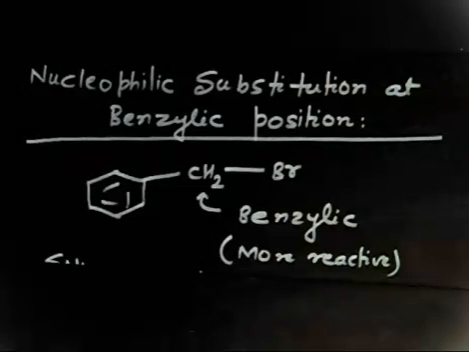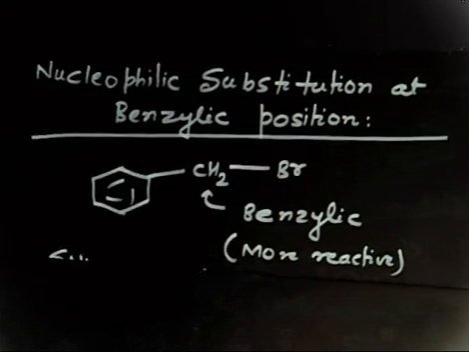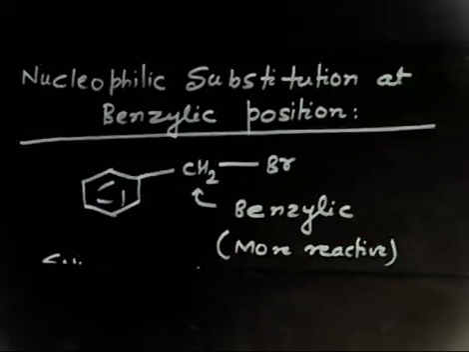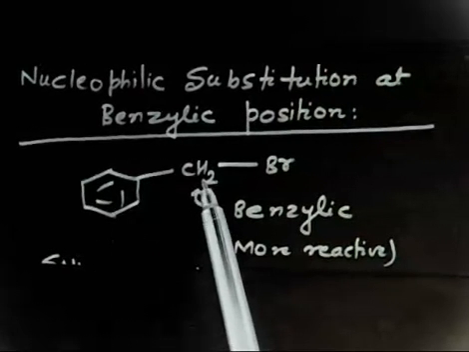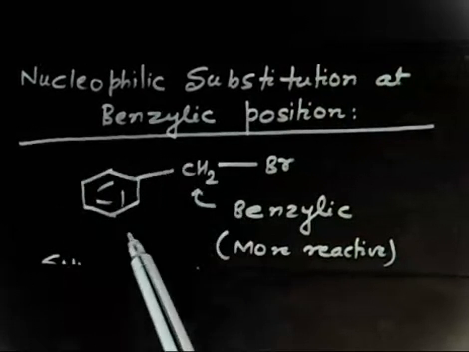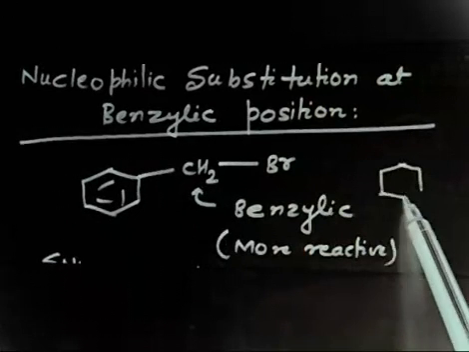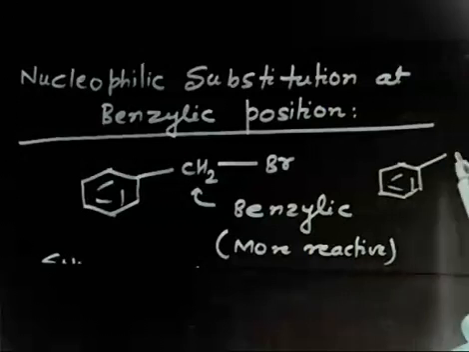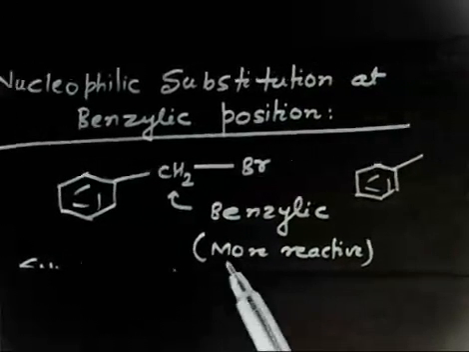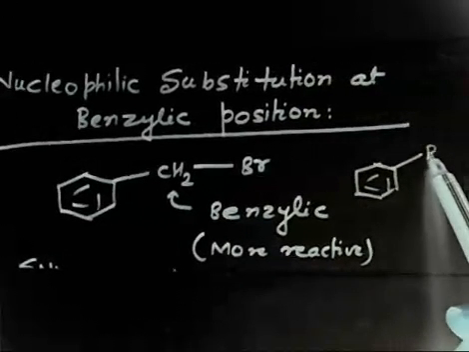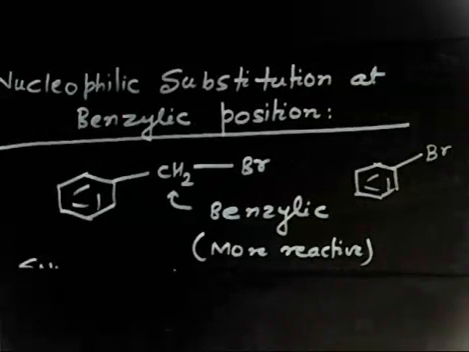Okay, this is something related to nucleophilic substitution and benzylic position. Do you remember what is benzylic position and what is phenylic position? If we have PhCH2, this group is called benzyl group. So this position is a benzylic position. Now if we have this group, Ph simply, then this position is called phenylic position. So if I have Br here, I have a bromine at phenylic position.